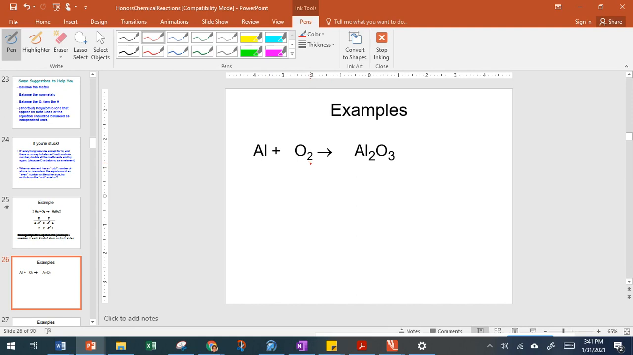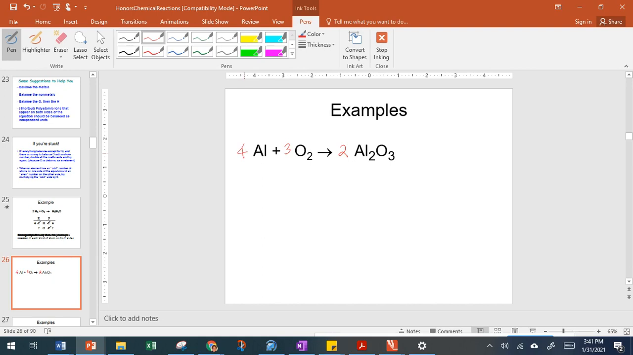So we could think about what 2 and 3 both go into. They both go into 6. So I can add a 2 here on the product side to make that 6, and a 3 here on the reactant side to make that 6. I also see I have 4 aluminum, so I can add a 4 here to balance out the aluminum.